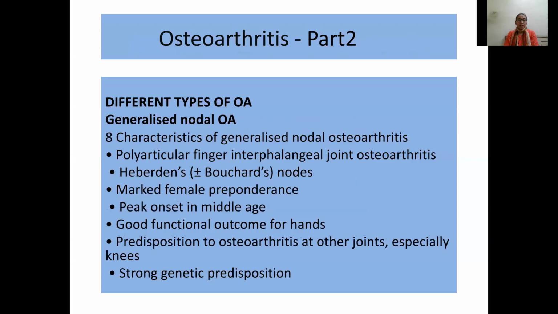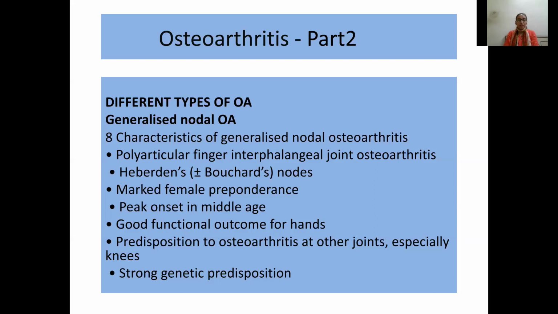So there are eight characteristics of generalized nodal osteoarthritis, the first being polyarticular finger interphalangeal joint osteoarthritis. So this is the first characteristic of the generalized nodal OA, that there is an involvement of polyarticular finger interphalangeal joints, and there is a formation of nodes that are called Heberden's nodes. They are present with Bouchard's nodes or without Bouchard's nodes, and it has a marked female preponderance. This is majorly prevalent in females.